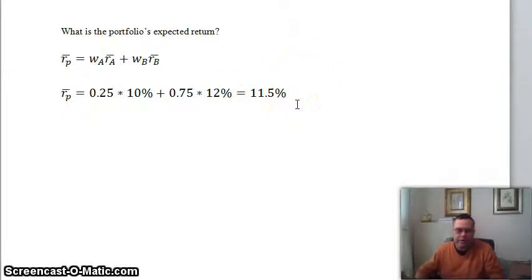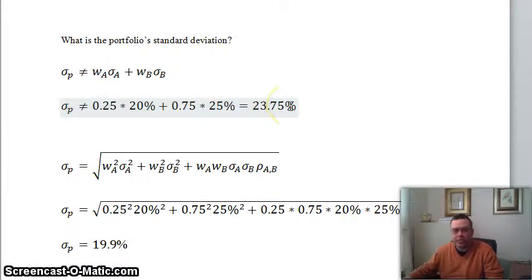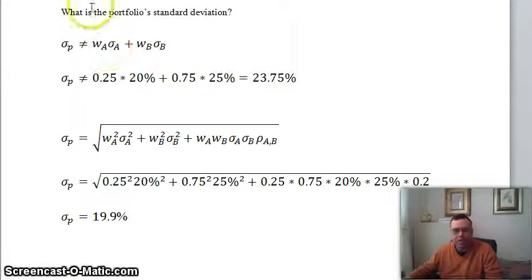So expected returns are mathematically linear, we would say, or additive, meaning that you can just do a straight weighted average. When we go to do the standard deviation, that's not going to be the case, and that's going to be because of diversification benefits. What is the portfolio standard deviation? Well, I've written in here what you might think to do, which is to do just a weighted average, but I put a does not equal sign in there.